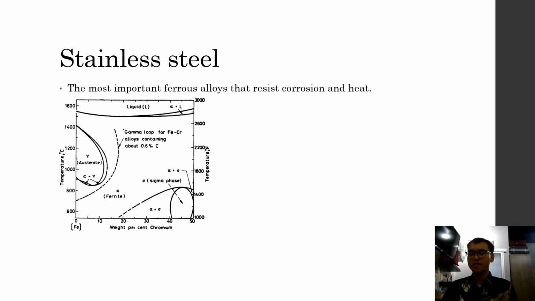Both chromium and carbon determine the stability of austenite and ferrite. The effect of chromium is illustrated on the binary phase diagram of the ferrum-chromium system with no carbon content, shown in this figure. This is a portion of the iron-chromium equilibrium diagram. The broken line shows the gamma loop for iron-chromium alloys containing 0.6% carbon.